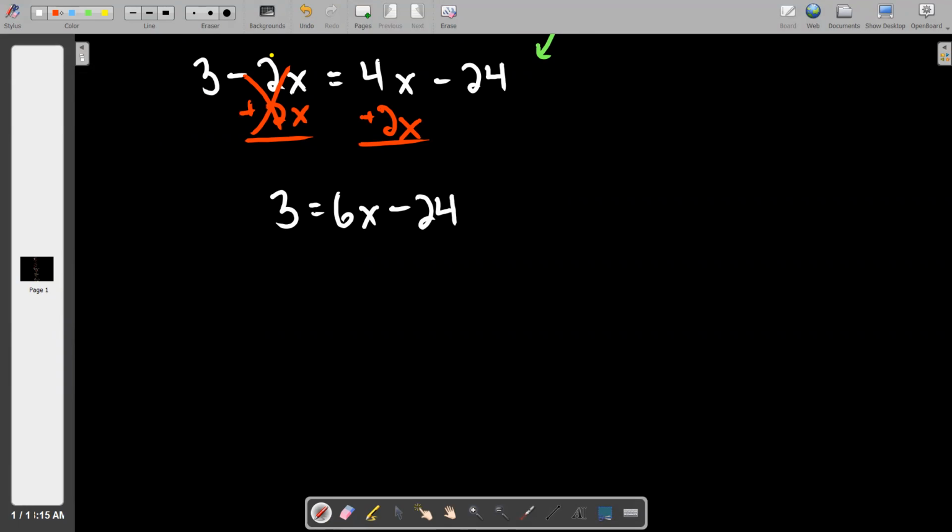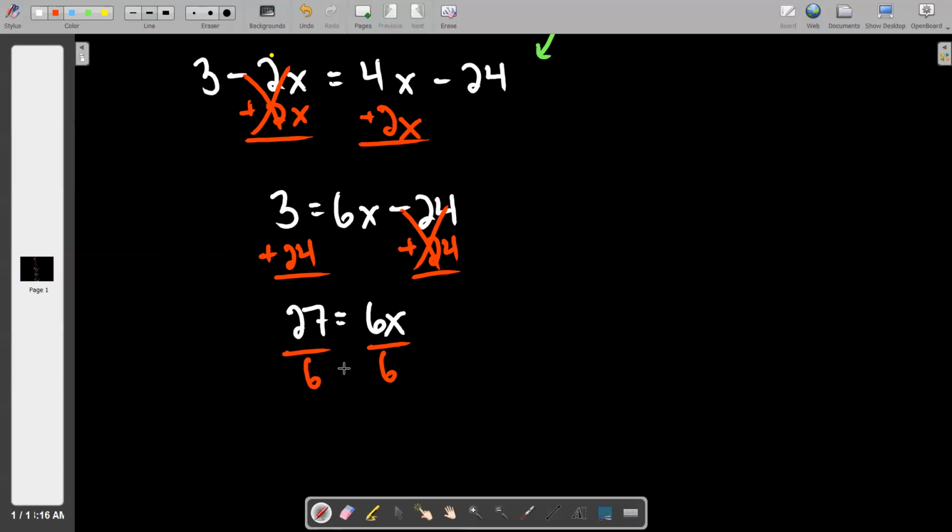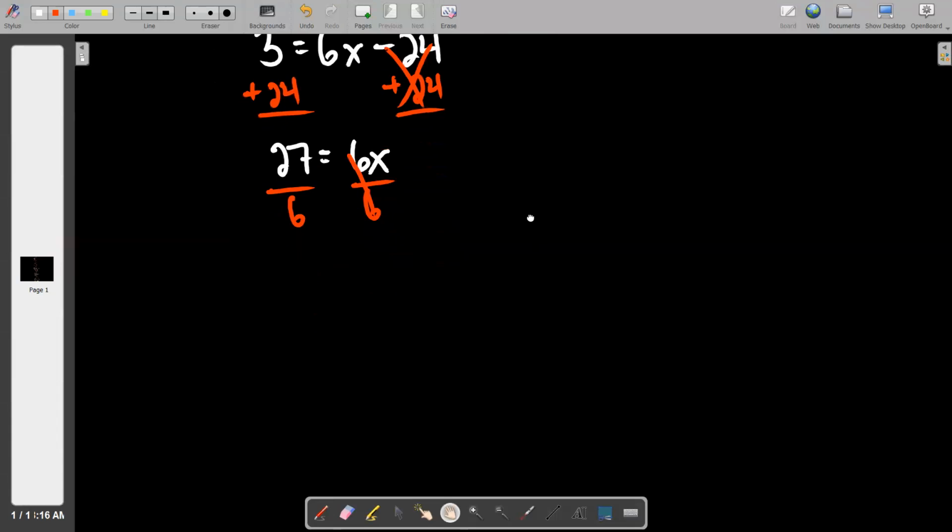And then, of course, it's a 2-step equation now. Cruising along, we're going to add 24. Cross off your inverses, drop your 6x, and then do a little math. 3 plus 24 is 27. And again, your little spidey sense pings, and you say, I'm not going to be able to divide this out. And so we're going to divide both sides by 6. We're going to be left with, yes, a fraction.